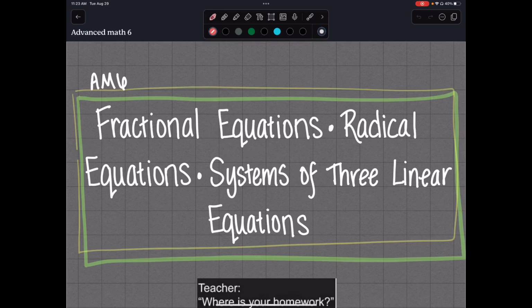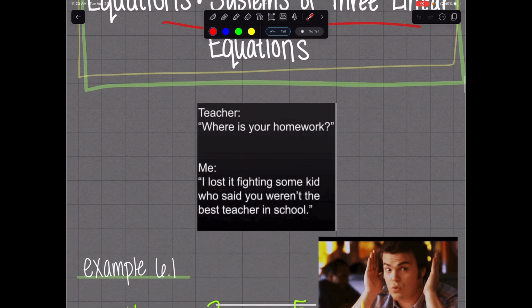Okay, so I'm going to go over fractional equations today, and then radical equations, and then systems of three linear equations. First of all, let's start with this.